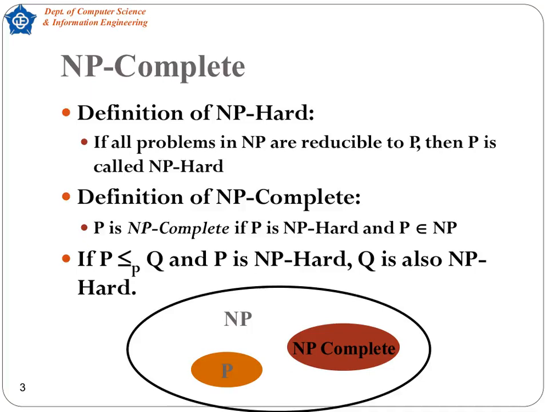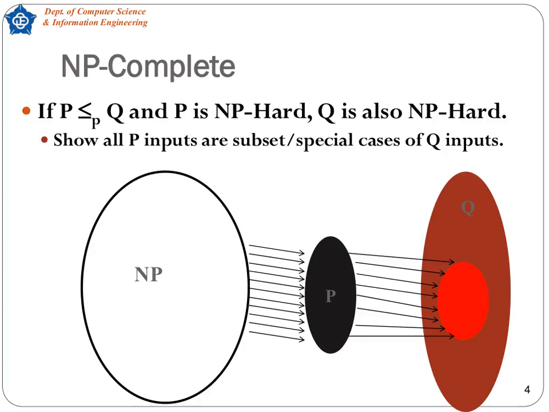And here's a key point. Hardness transfers through polynomial time reductions. If you can reduce an NP-hard problem P to another problem Q, then Q inherits NP-hardness as well. The diagram on the right illustrates this relationship. NP is the large set, P is a smaller subset, and NP-complete sits right at the intersection of NP and NP-hard.